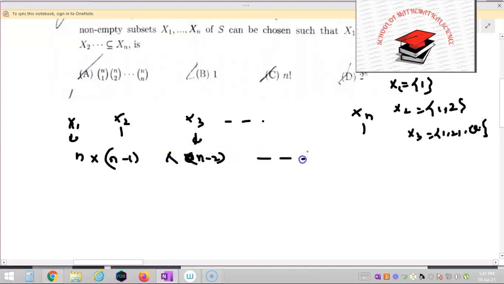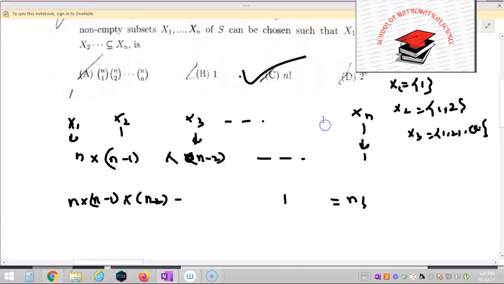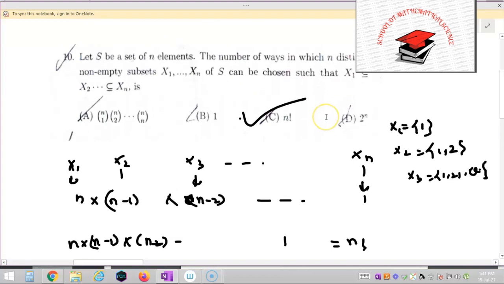Okay. So in such a way, xn can be chosen in one way. So n into n minus 1 into n minus 2 up to 1, so that is n factorial. So n factorial is our correct option. You can see that this is our option C. So option C is our correct option. Okay, we have solved the question number 10, students.